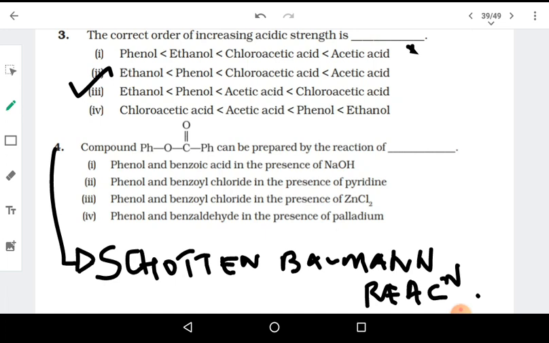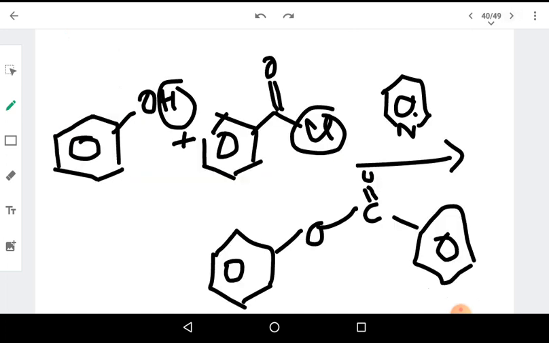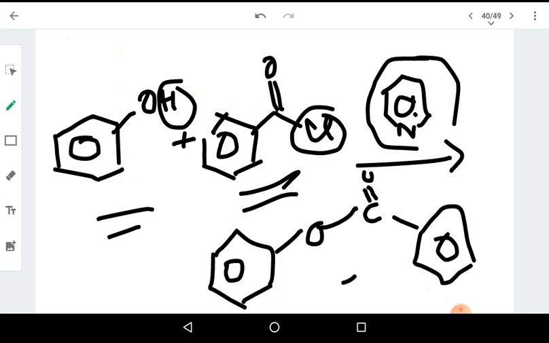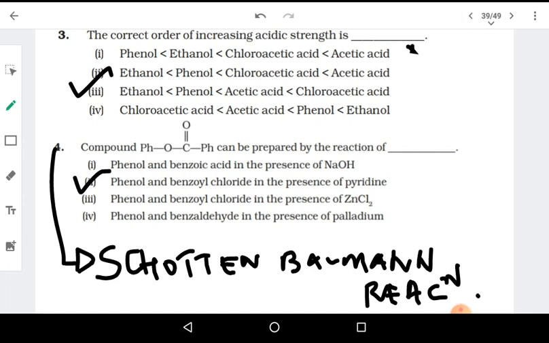Now let us talk about the next question. Next question is a question from NCERT Exemplar, but that is a beyond NCERT question. Okay, so this question you can take it as a bonus. You can give 4 marks everyone. This reaction is known as Schotten-Baumann reaction, and the reaction is this. We have phenol treated with RCOCl or ArCOCl, that is known as benzoyl chloride, in the presence of pyridine. In the presence of pyridine, we will be getting this compound over here. So this is Schotten-Baumann reaction. So the answer should be option number 2. Phenol and benzoyl chloride in the presence of pyridine.